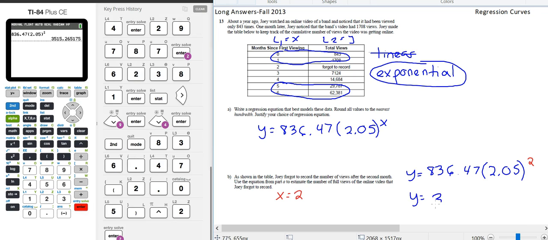So y is equal to 3515, and since there could only be a whole number of views, we can't have half a view. We have 3515 views.